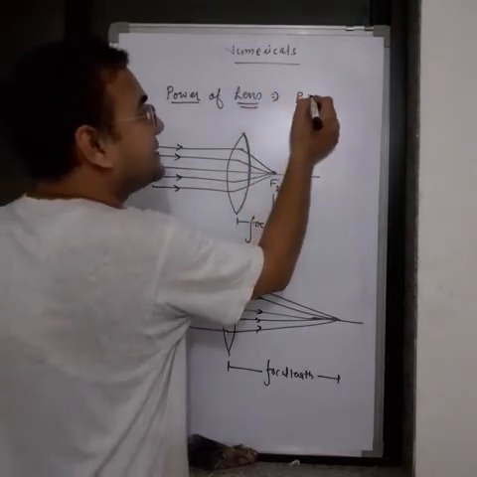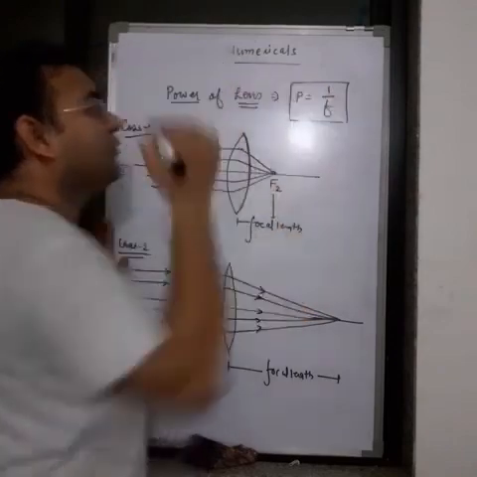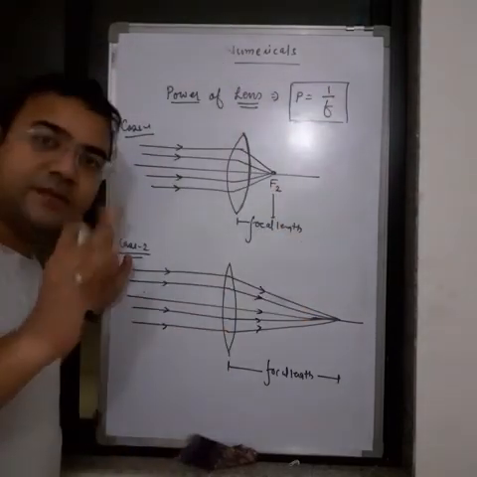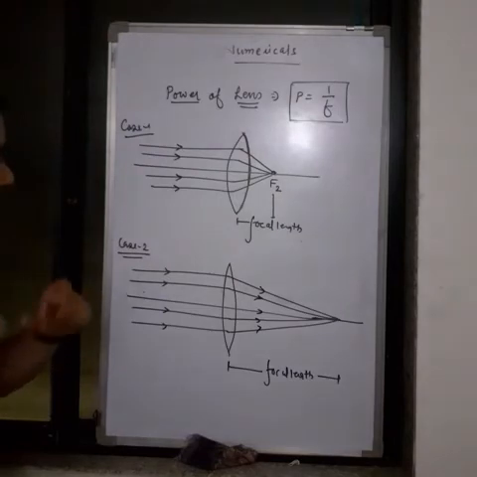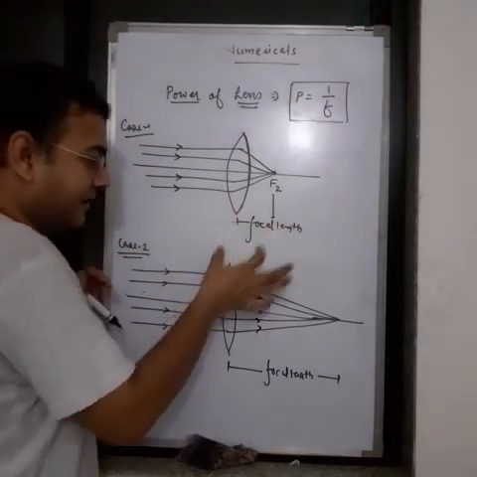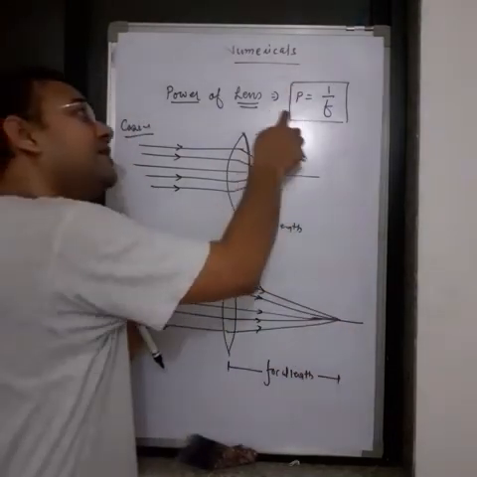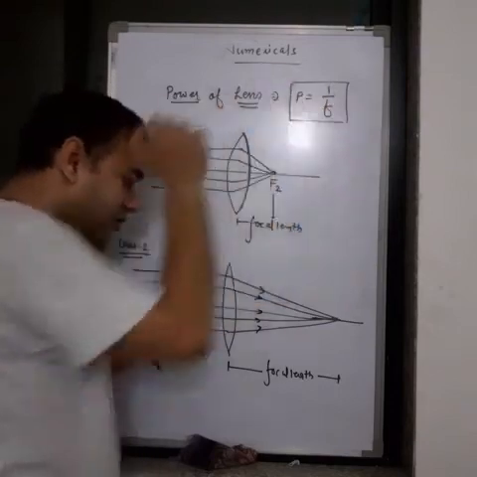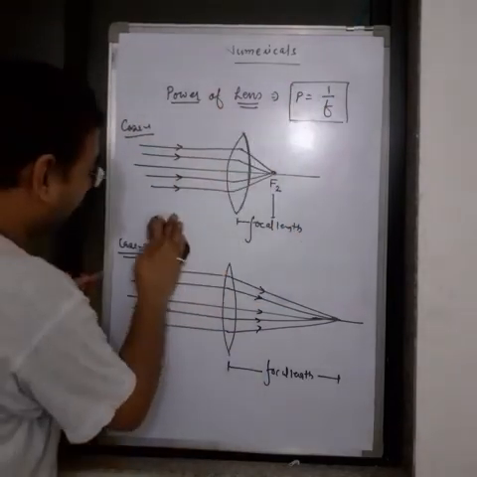Power of lens P is inversely proportional to the focal length. Again, if power is high, then focal length is short. If power is low, then focal length is high. So power is inversely proportional to the focal length. So P is equal to 1 upon f.